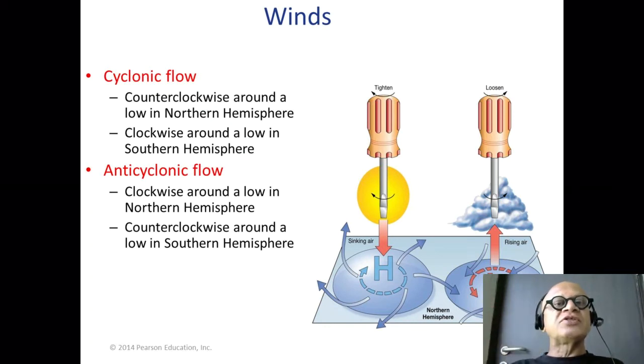Coriolis is going to try to turn it to the right in the northern hemisphere. So you can see in this figure that flow is going from the middle to out, and the flow is getting turned to the right. So soon you have a clockwise flow around this high pressure center. The analogy used in the book is this tightening of the screw versus the loosening of the screw.